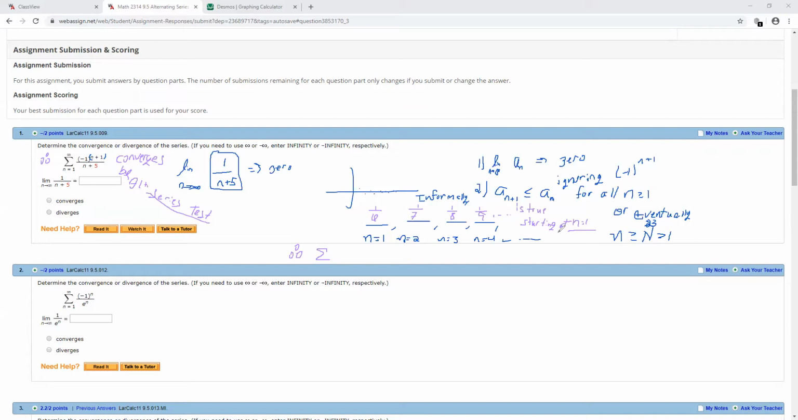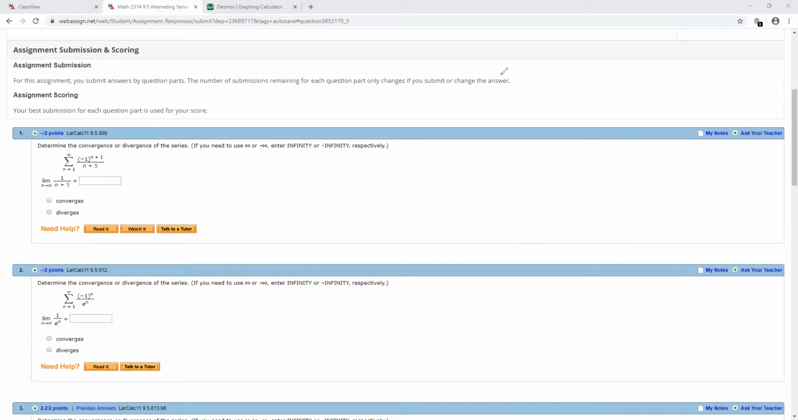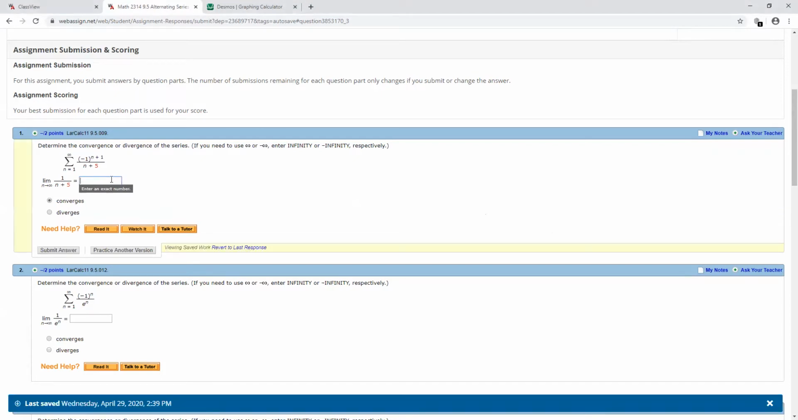Okay. So what are we going to say? Oh, we already wrote it. Converges. So here we're going to put converges. And what did this first step have to be? Well, it had to be what? 0. Yeah.